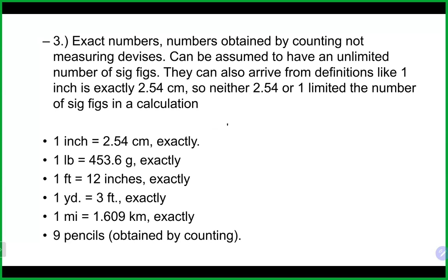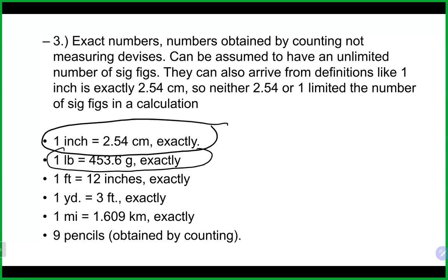For example, 1 inch is exactly 2.54 centimeters. 1 pound is 453.6 grams. Truthfully, it's a few more digits, but we'll go with that. They want you to learn that in this class as exact. 1 foot is 12 inches, 3 feet in a yard. 1 mile is 1.609 kilometers. Also, there's a few more digits, but we'll go with that for this class. And again, if you have something like 9 pencils, that obviously is something that you would just count. So what's the deal with exact numbers?